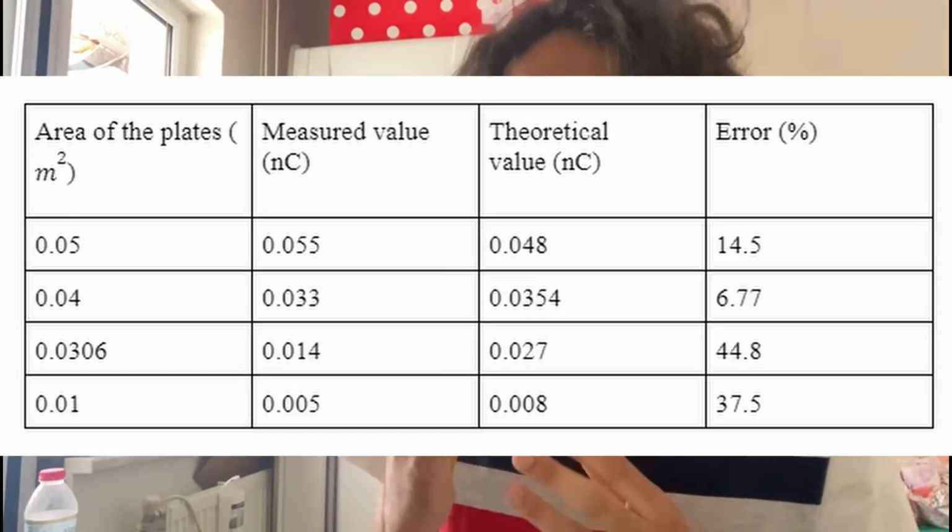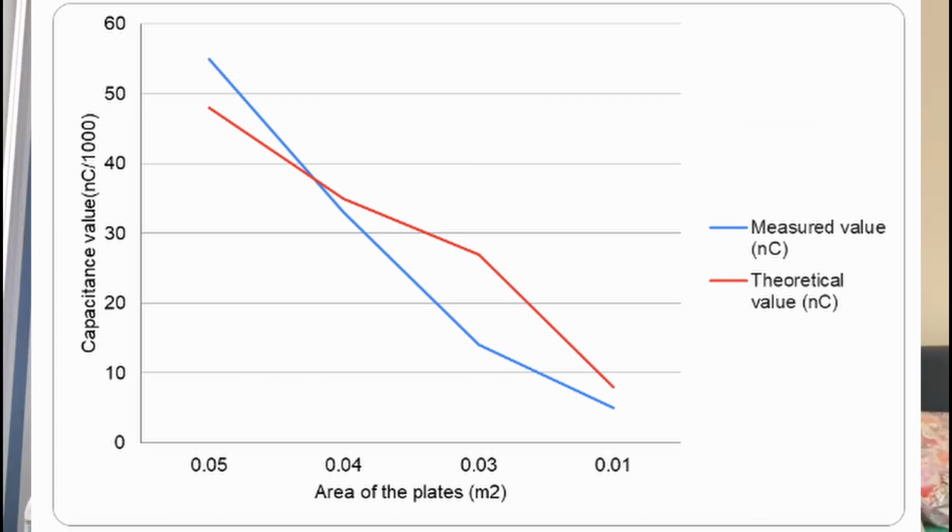As you can see on the graph and the table, when the area decreases, the capacitance value decreases as well. That means the area of the plates has a direct proportion to the capacitance value.